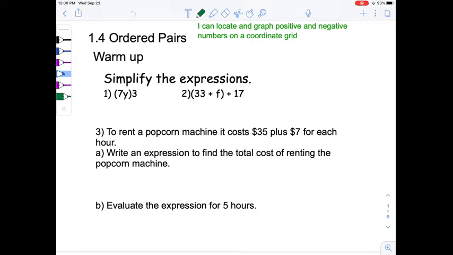This is lesson 1.4, which is on ordered pairs. I would suggest pausing this video and working through these warm-up problems on your own, and then we'll go through them. So for both number 1 and number 2, we are going to simplify the expressions.